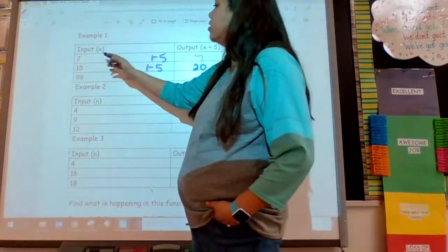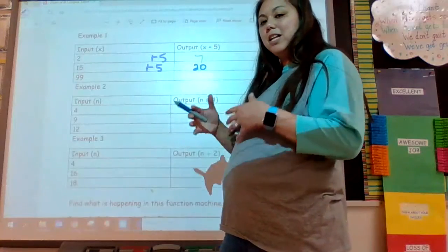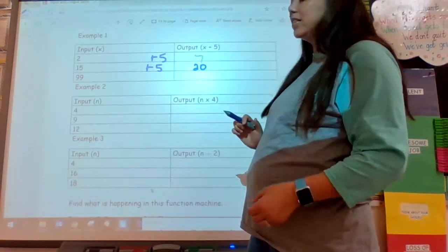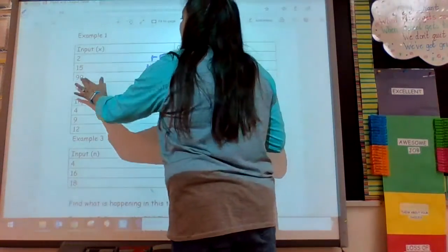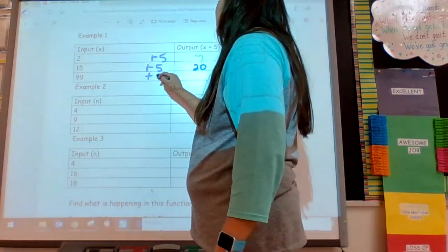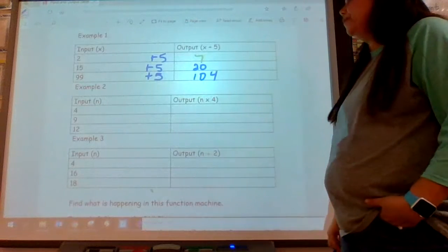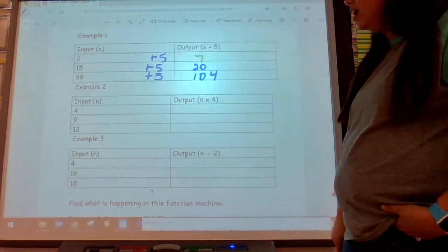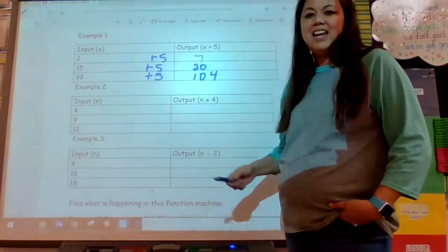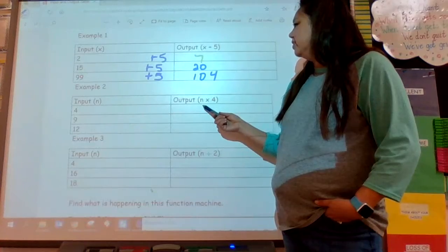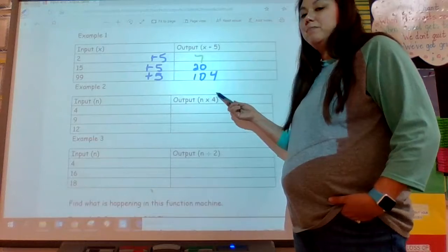20. So here's our input box. If 15 comes in, that box is working inside. It's adding 5 to it. The number it's going to spit out is going to be 5 greater than what we put in. 99 plus 5. Add that to it. We get 104. Pause the video and see if you can figure out the next one. And the rule is you're going to take input of n and multiply it by 4.